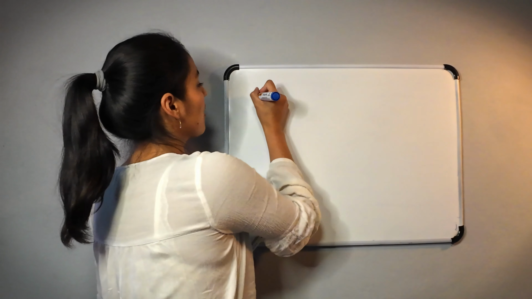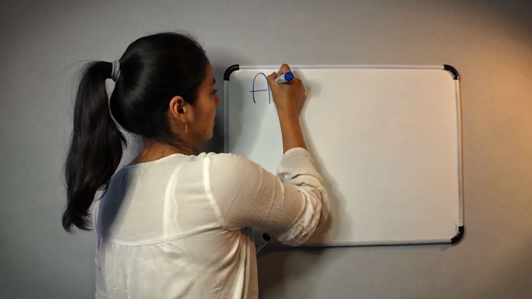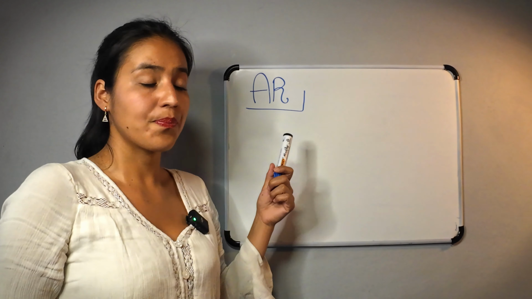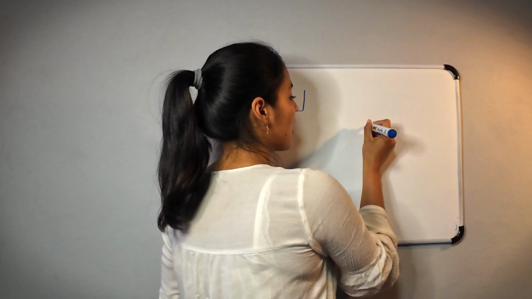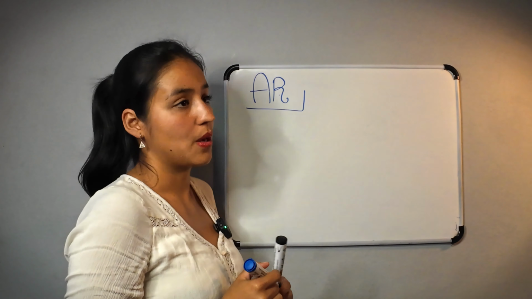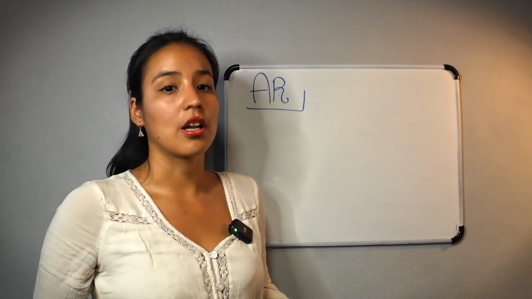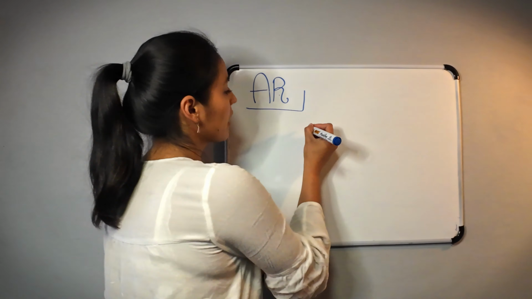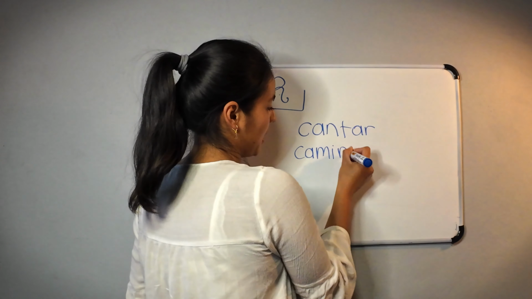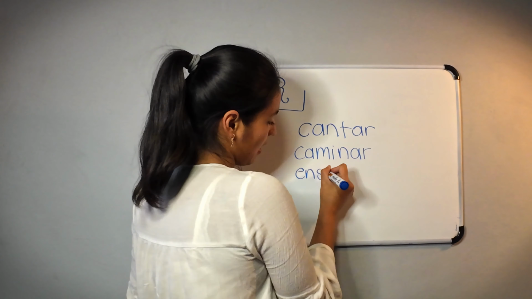And we say that the first one was AR, okay? This is the ending. So when a verb ends with this ending, we are going to say that all the verbs ending with AR, ER, or IR are going to be known as infinitive, okay? They are not conjugated. So I'm going to work with three: cantar, caminar, enseñar. Okay? Cantar is sing, caminar, walk, and enseñar, to teach.